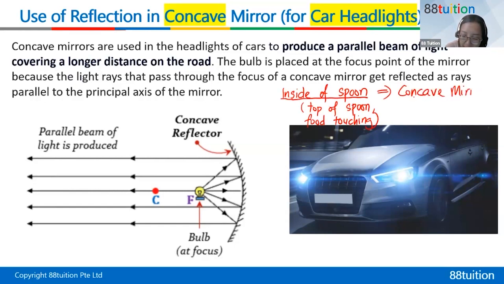Not convex. So if you don't know what a concave mirror is, today you hold a spoon and touch the inside of the spoon, the part where the food is touching. That is concave. This is how it will curve. This is a concave mirror. The light ray will hit the concave mirror. Then if you turn to the back of the mirror, that is a convex mirror. So let me write back of the spoon.